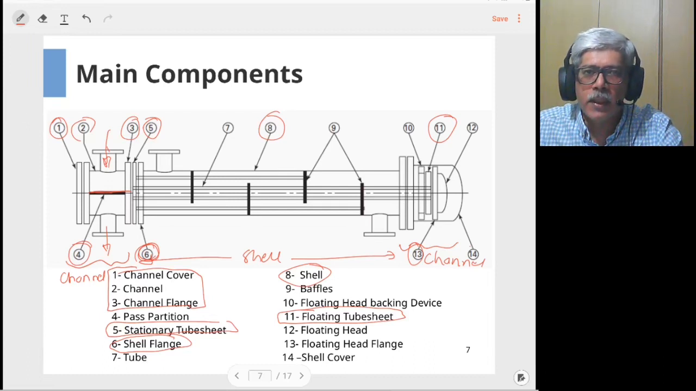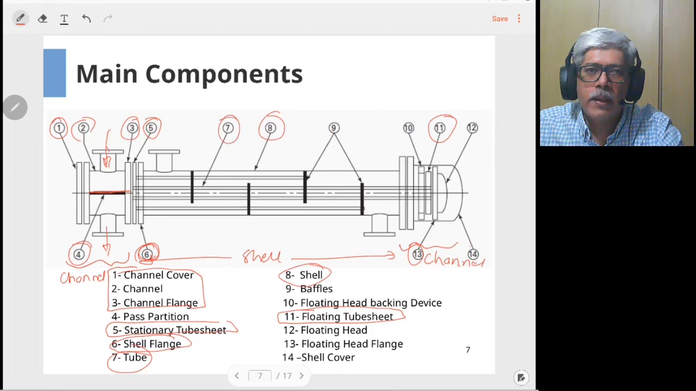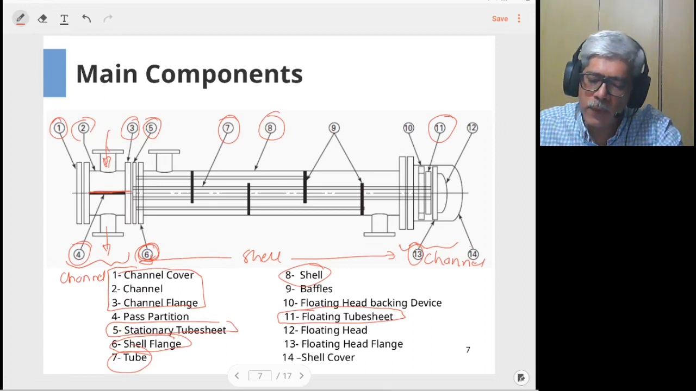The tube bundle assembly consists of the tubes. Tubes are number 7. These tubes are connected to both tube sheets if it is a straight tube exchanger, as in this case. So you have the two tube sheets and the tubes connect both of them. Because there are a number of tubes, and some of the big exchangers may have as many as thousands of tubes, you require some support components in order to support these tubes. These are known as baffles.